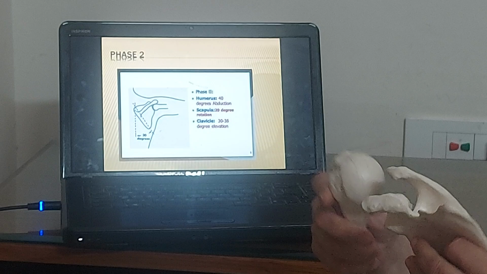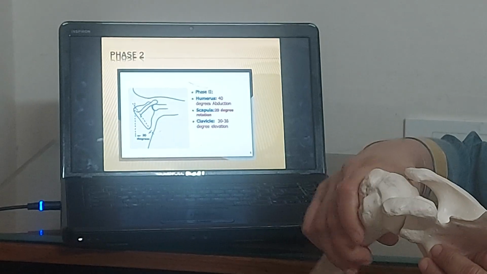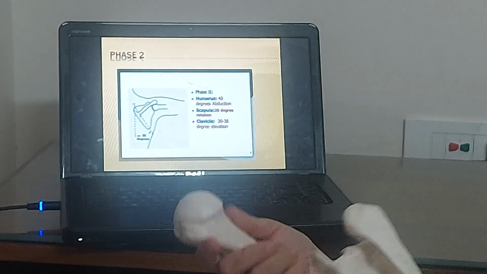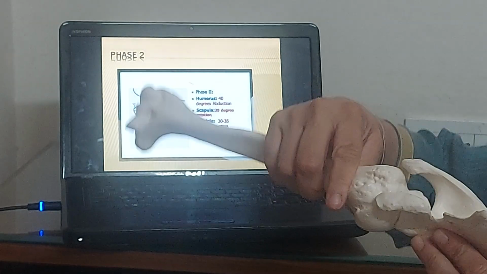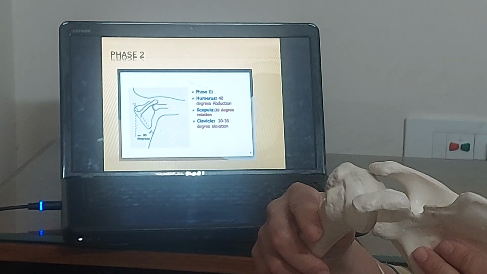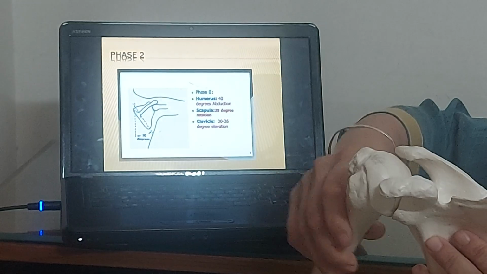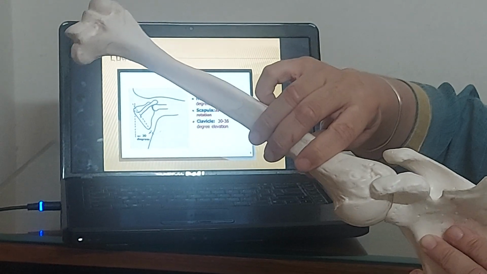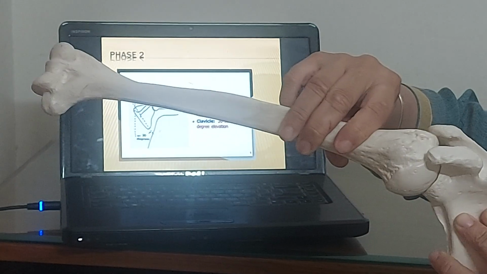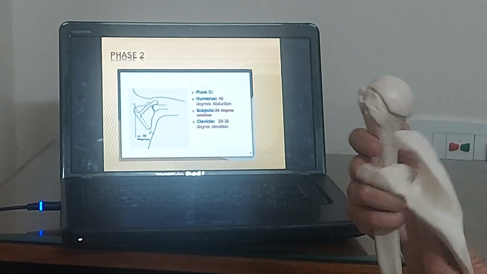Now the second phase is from this 30 degree up to another 60 degree. It can be different in different books, in different contexts. Some say it is 40 degree, some say it is 60 degree. But taking into account either 40 or 60 degree, I'll say from 30 degree onwards till another 60 degree, that is when the shoulder is at 90 degree actually. Fine.